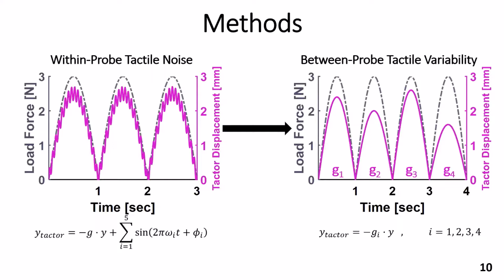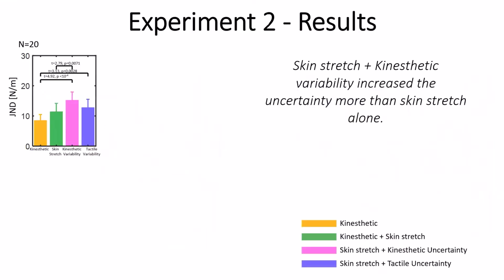We did the same thing to create uncertainty in the kinesthetic information, but just by varying the stiffness level of the object between the consecutive probing movements. This experiment had 4 experimental conditions. So the yellow bar represents trials in which there was force and no skin stretch, green, force with skin stretch, pink, with skin stretch and variability in the stiffness level, and blue, skin stretch and variability in the amount of stretch. The y-axis shows the average effect of each of these conditions on a value called the JND, which indicates the amount of uncertainty experienced by the participants.